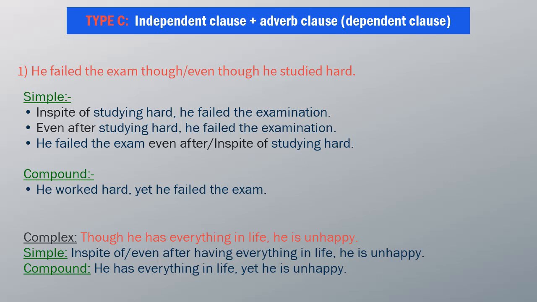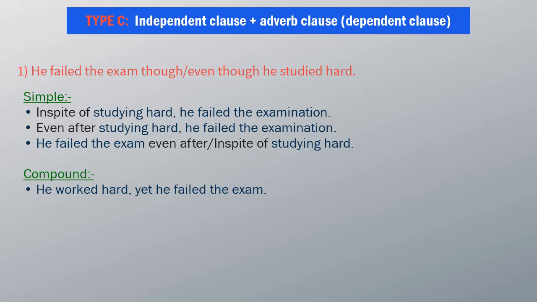In spite of, a gerund, in spite of having everything in life, present participle form of has, in spite of having everything in life, he is unhappy. Or even after having everything in life, he is unhappy. Gives the same meaning. Compound sentence, you know what to do. Yet, yes, you got it. He has everything in life, yet he is unhappy. Two independent clauses.